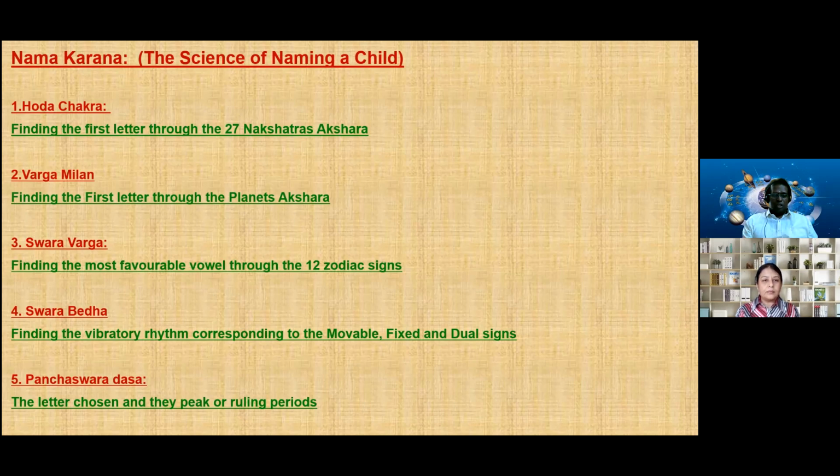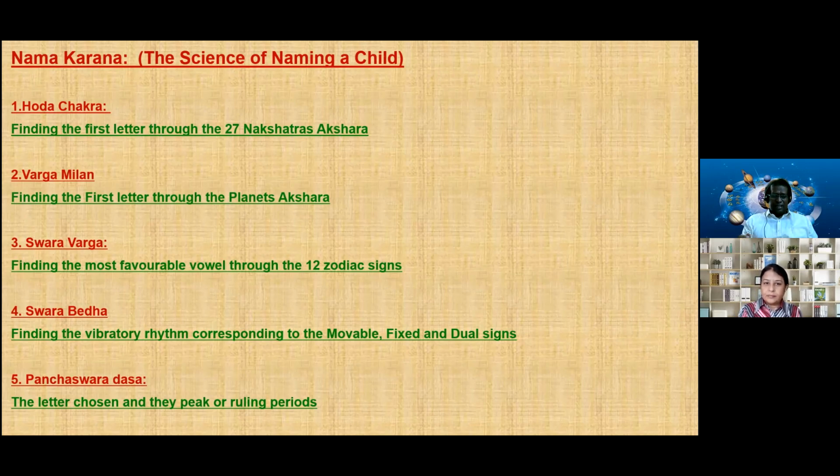Then there is something called the Swara Varga. Swara Varga is finding the most favorable following vowel in the 12 zodiac signs. Each zodiac has a particular vowel, and that is what the vowel should be. There's a detailed science on Swara Shastra, but I'm just using 3 very important principles for naming: Swara Varga, Swara Beda, and Panchashwara Dasa. First we find the consonant, then we find the vowel.